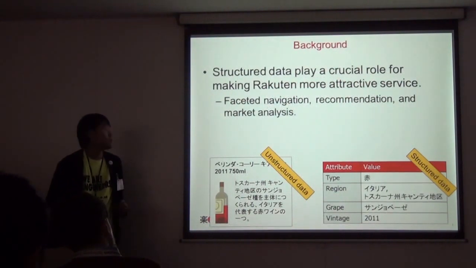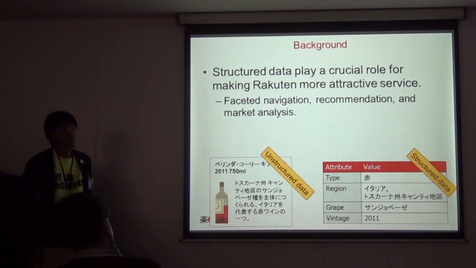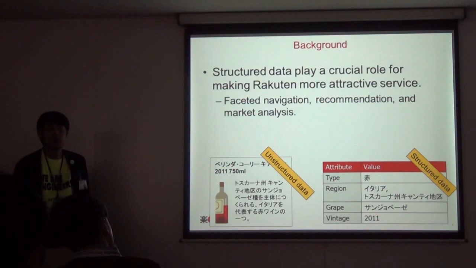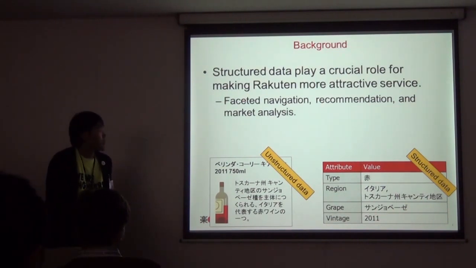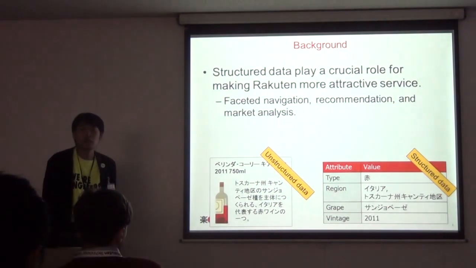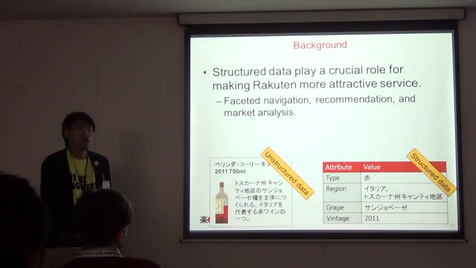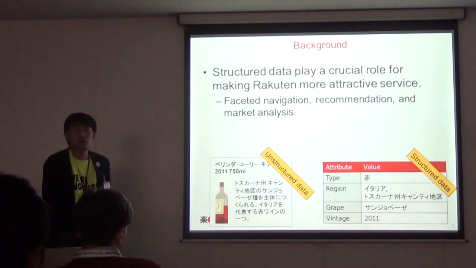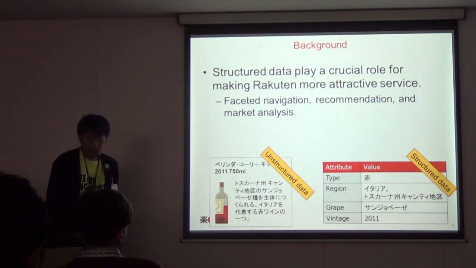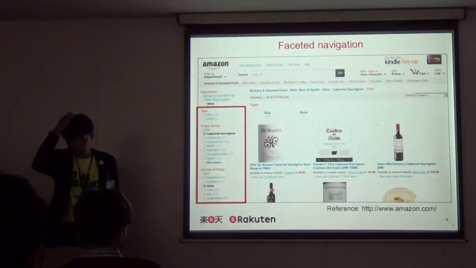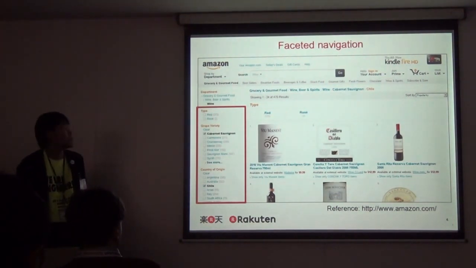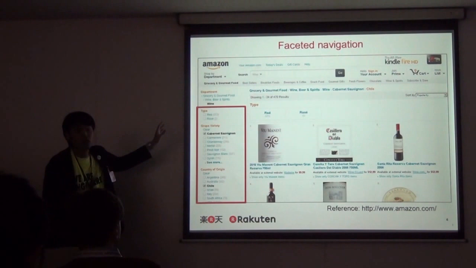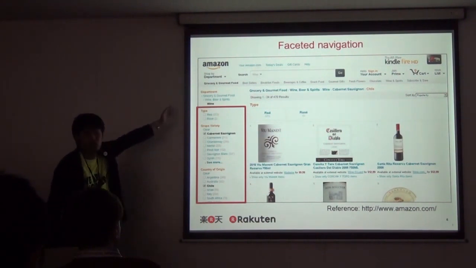The reason why we do this is that structured data can play a crucial role in making attractive services for Rakuten. If we have structured data for all products in Rakuten Ichiba, we can provide more sophisticated navigation and recommendation. This is one example of more sophisticated navigation called faceted navigation. This kind of navigation is provided by Amazon.com.